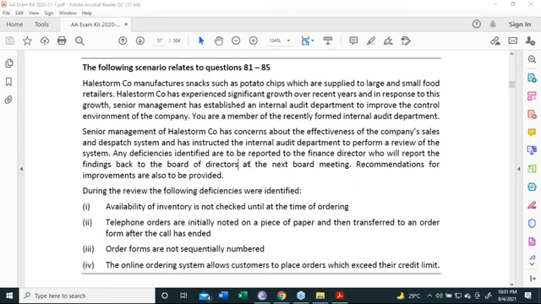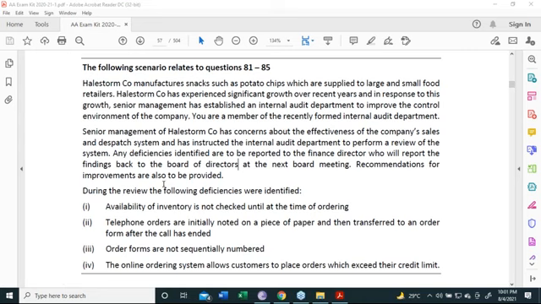Each company manufactures snacks such as potato chips, which are supplied to large and small food retailers. Each company has experienced significant growth over recent years, and in response to this growth, senior management has established an internal audit department to improve the control environment of the company. You are a member of the recently formed internal audit department.